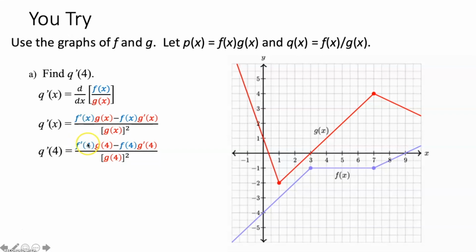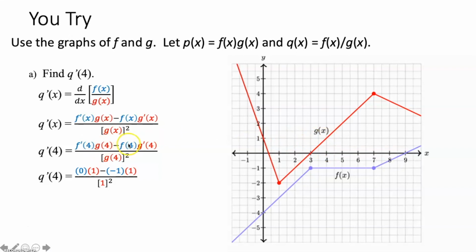So f prime of 4. F prime of 4 means the slope of my function f at x equal to 4. So at x equals 4, the slope of my function f, oh, that's a horizontal line. So that's a slope of 0. So I'm going to plug in 0 here for f prime of 4. G of 4 means the y value of my g function at x equal to 4. What is the y value of my g function at x equals 4? That is 1. So we put a 1 here.